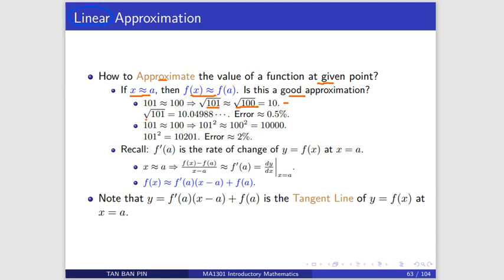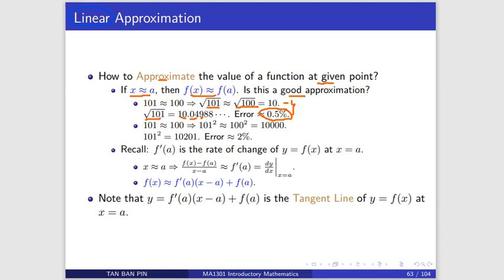If you work out the square root of 101, the exact value is 10.04988. So with that you can calculate the error. You'll find that the error is 0.5%. It's considered not so bad.